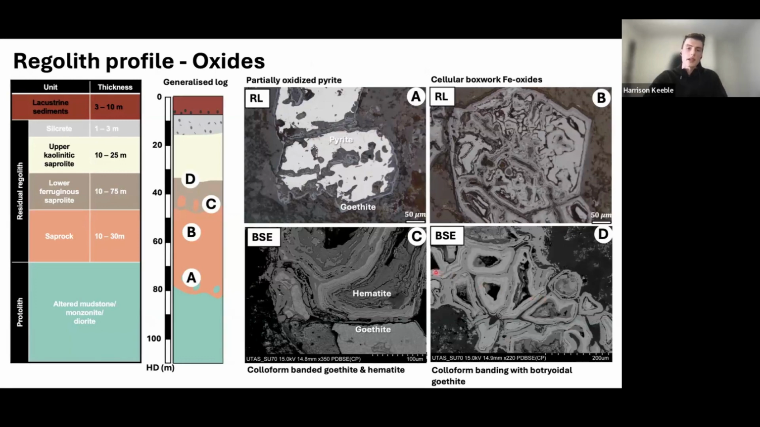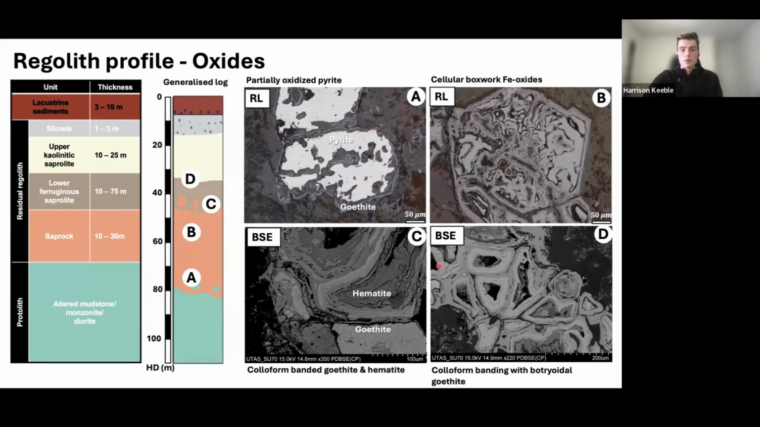There were four key, most common textures that were found throughout the deposit, which you can see here. I've labeled them A through D, and you can see where they're located on the log and the depths. The first texture, which is the most uncommon, was the least oxidized, the partially oxidized pyrite. You can see that here with some very weathered pyrite with a rim of goethite around it. This is found in the lower saprock where the extent of oxidation isn't as great. Then we have the most common texture, the cellular boxwork iron oxides. This is common right throughout the profile, as I mentioned.